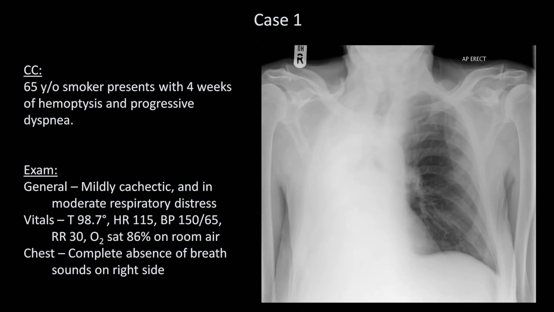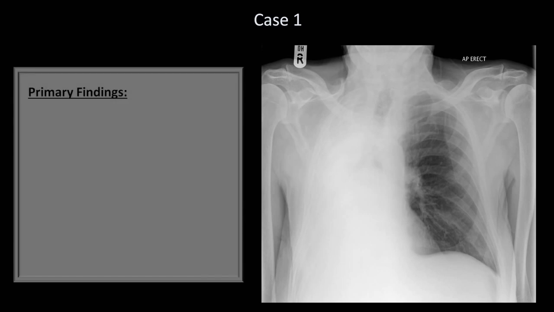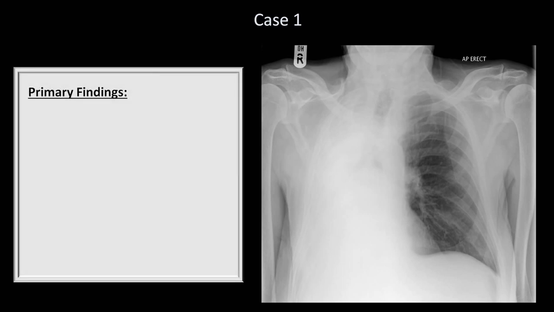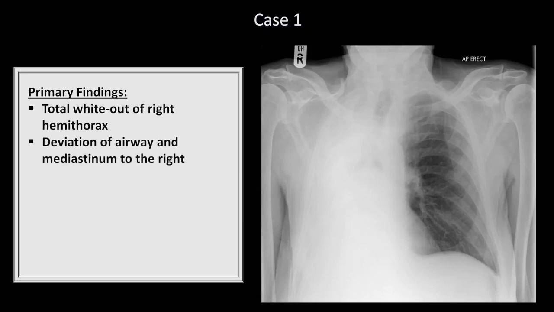Case 1. A 65-year-old smoker presents with 4 weeks of hemoptysis and progressive dyspnea. Feel free to pause the video here. So the primary radiographic finding in this first case isn't exactly subtle. There is complete whiteout of the right hemithorax with rightward deviation of the trachea, as well as the entire mediastinum. The left lung appears normal.